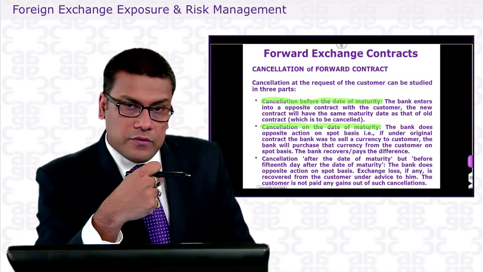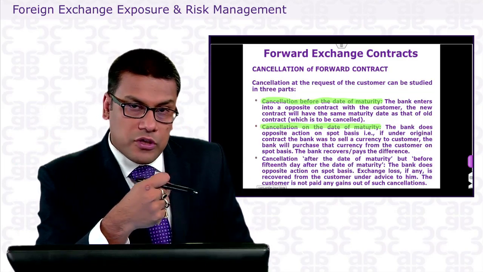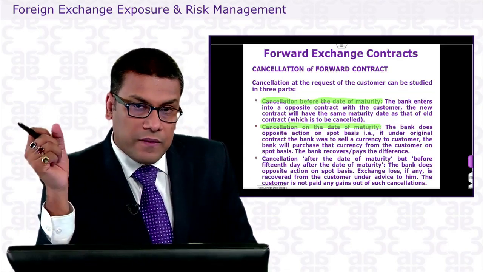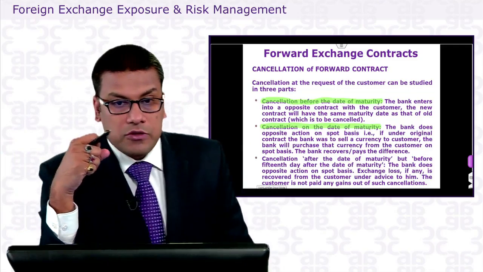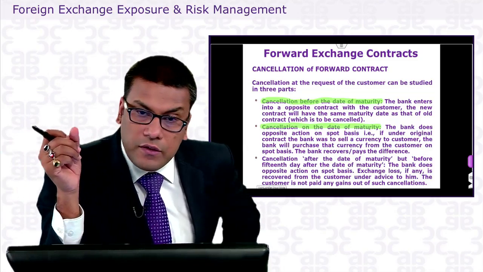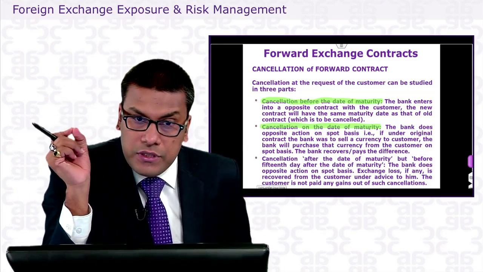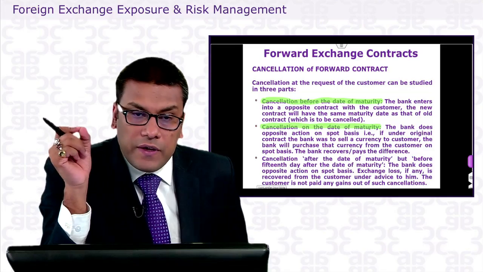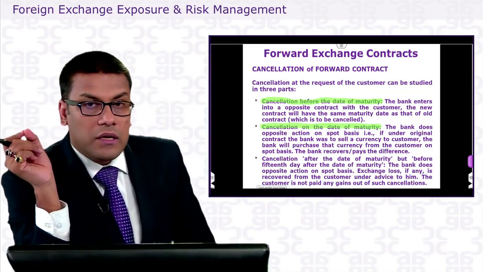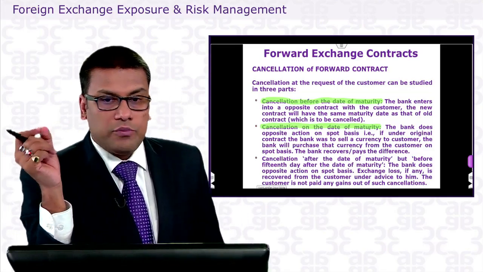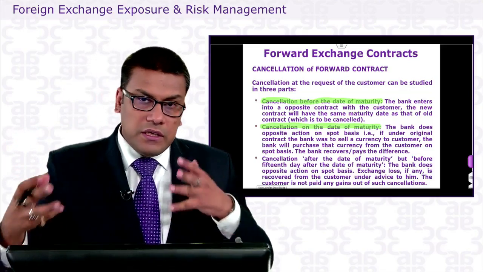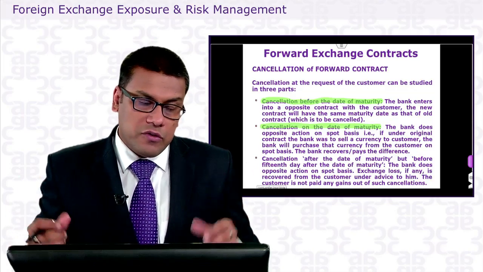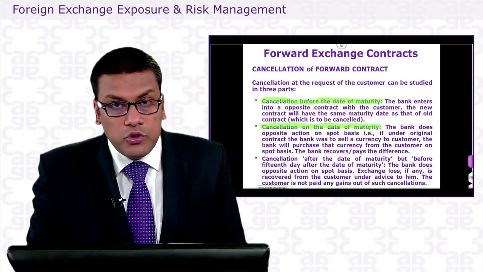That means if it's taking dollars from you, it would be selling spot. Or else, if it's selling to you, then it will be buying spot. So that is what we're trying to understand here: the bank would do the opposite action in the spot market. Now, if under the original contract the bank was to sell a currency to a customer, the bank would purchase the currency from the customer on the spot basis, and any recovery or payment that would happen because of the differential would be paid to you or taken from you.